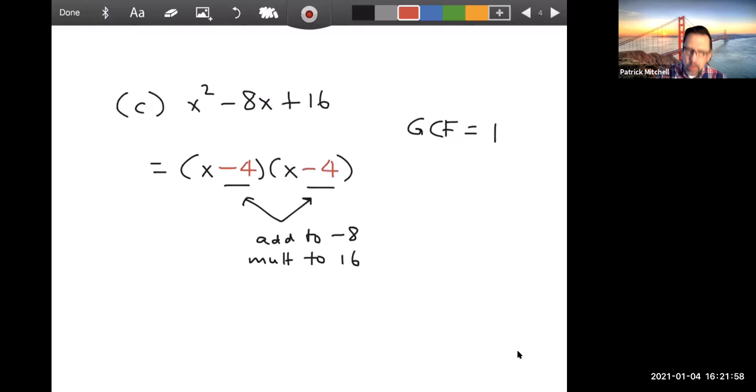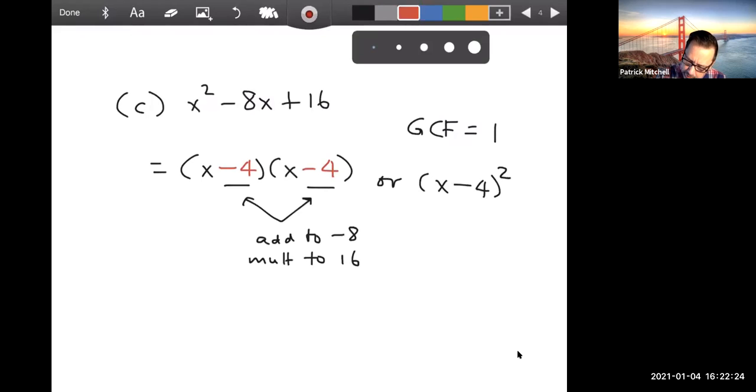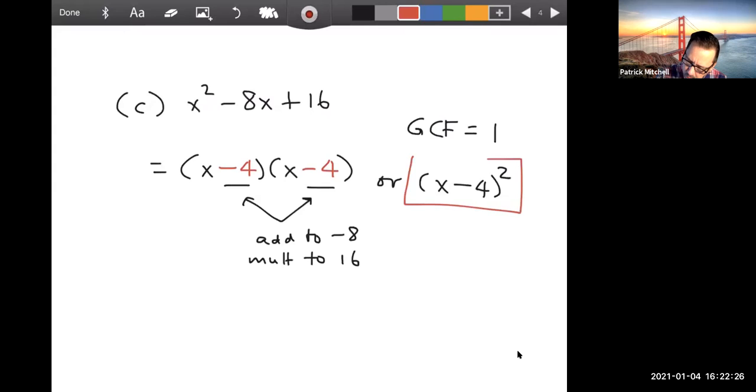Okay, and I thought it was important to include an example like this. x minus 4 times x minus 4 is a perfectly correct answer. However, it will make our lives a little bit easier in chapter 7 if you get into the habit of writing that answer as x minus 4 squared. So I'm going to box up that answer. Your online homework will not mark you wrong if you put it the other way. I'm just saying it'll make our lives easier in chapter 7 if we get into the habit of writing it that way.